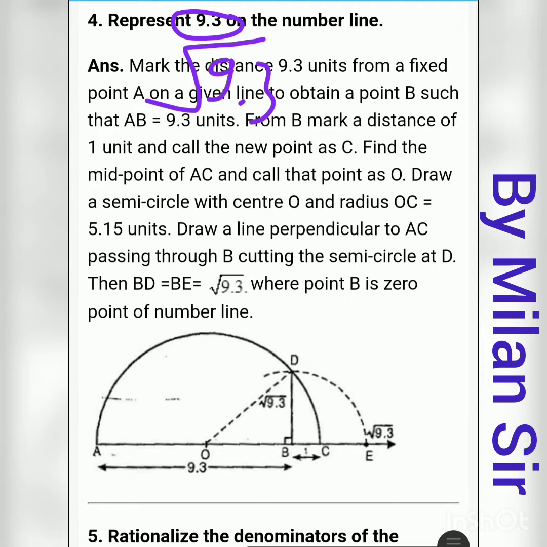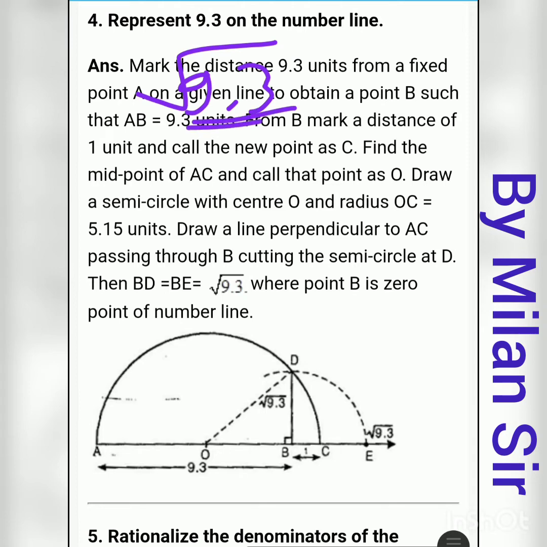Here in the under root we have a decimal point. Initially we learned one method to represent under root 5 on the number line. Here that was an integer, and here we have a decimal number in the under root. So if we have a decimal number in the under root, we can use this method. Now first of all, whatever number is in the under root, we just need to consider this number 9.3.